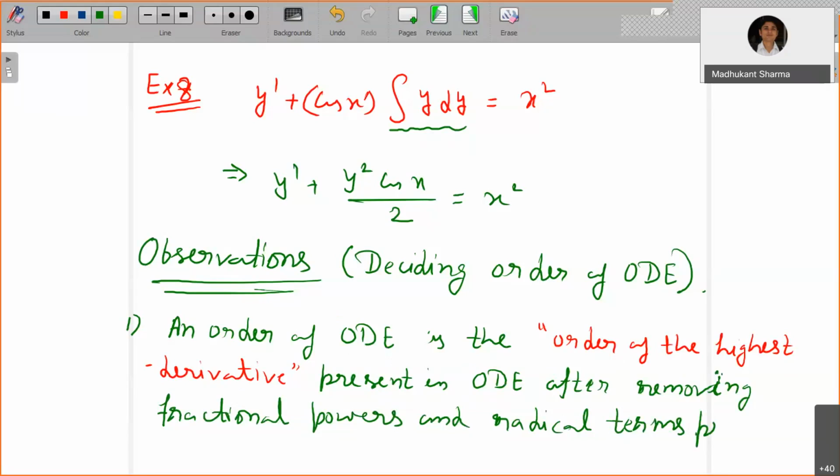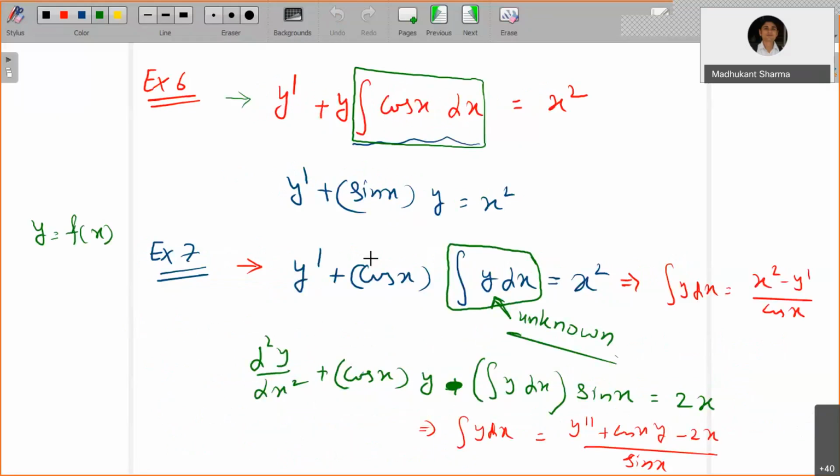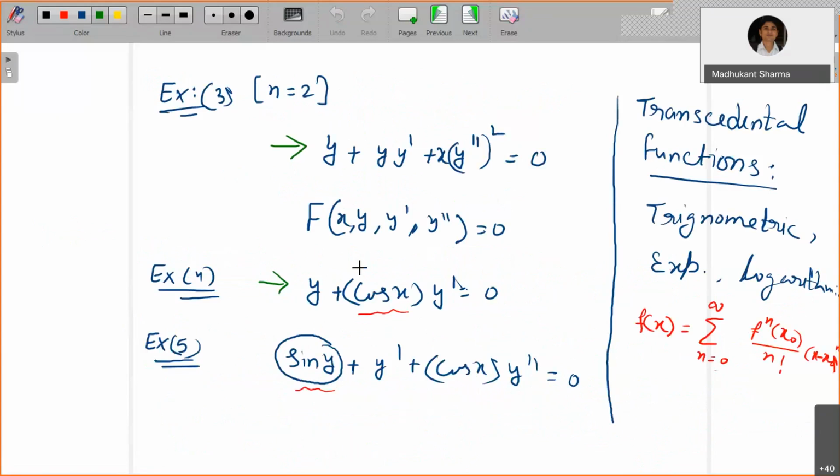Radical terms present in the original ODE, or original equation. I should not say ODE because it may be an integration of y dx, which is not an ODE, it's going to be an integral differential equation in some other way. So here you see the seventh example, this is an integral differential equation because this integral involves an integral of an unknown function. So it is not in the form of an ODE. So wherever we have talked so far, we have not talked about any fractional power.